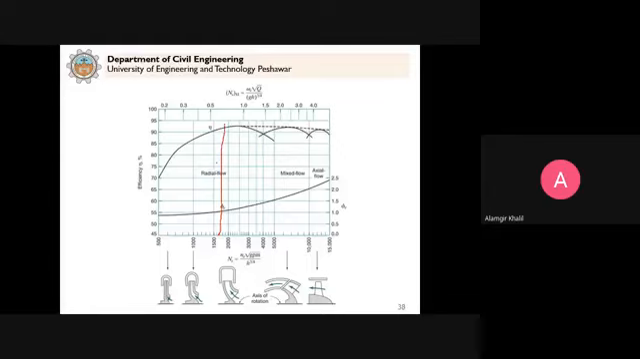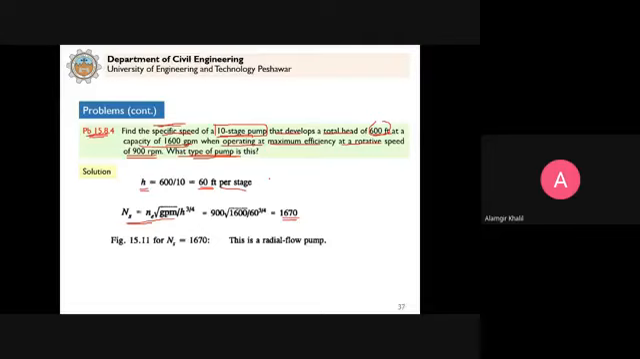What type of pump is this? Radial flow. That is the suitable pump for this given condition, the radial flow, and this will be the corresponding efficiency here. And this is the peripheral velocity factor that you can horizontally come here, read the peripheral velocity, and you can estimate the diameter of the impeller also. So the type of pump is radial flow.